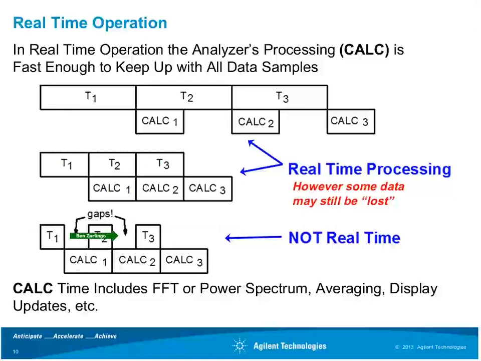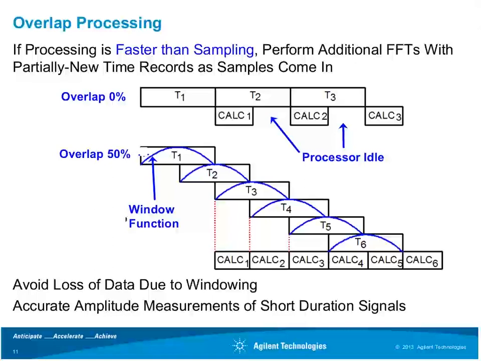There are some additional wrinkles in this. Even when we are doing real-time processing, we may effectively lose some data, and that's because of a phenomenon called windowing. That's shown on the next slide here, where we have different amounts of overlap. In the case of a narrower frequency span and fast calculations, we calculate much faster than it takes to acquire new data. So we can stagger these calculations or do successive calculations and simply add new data to a circular buffer for our time records each time. So this gives us what's called overlap processing, and that has a number of benefits.